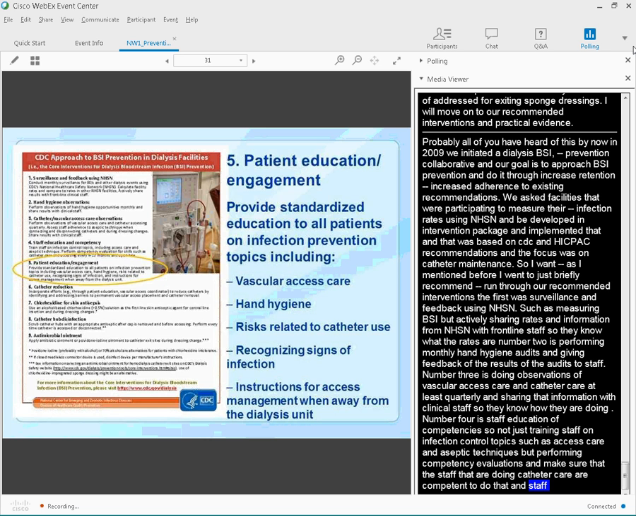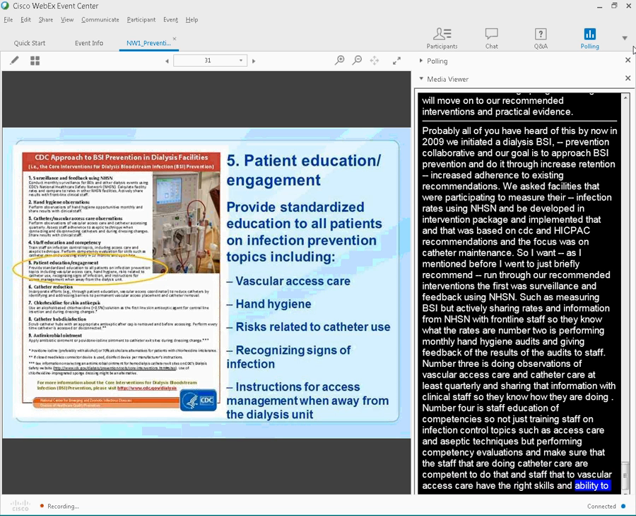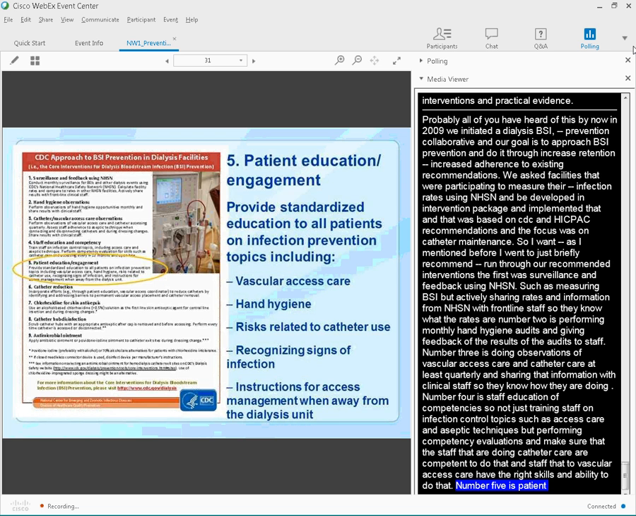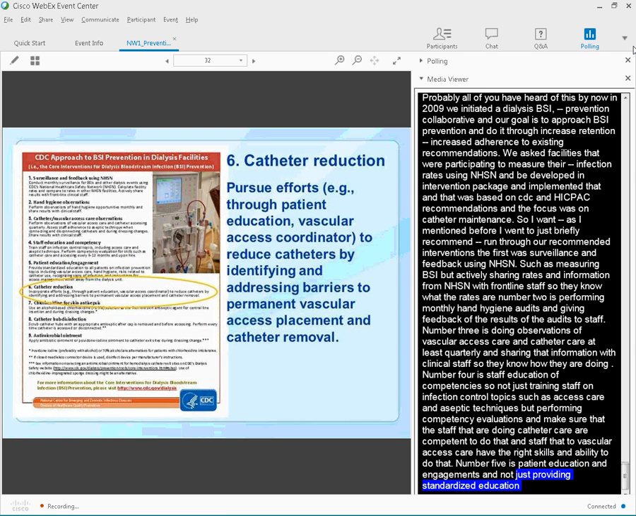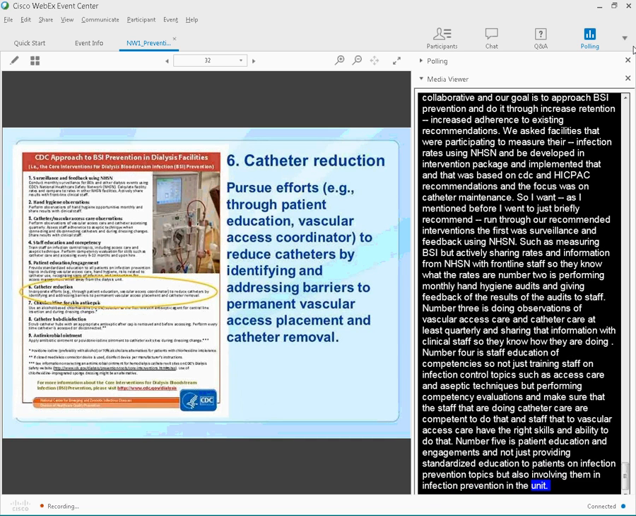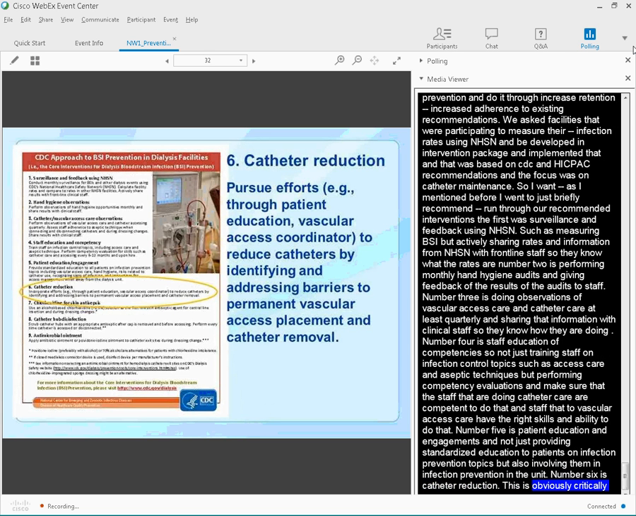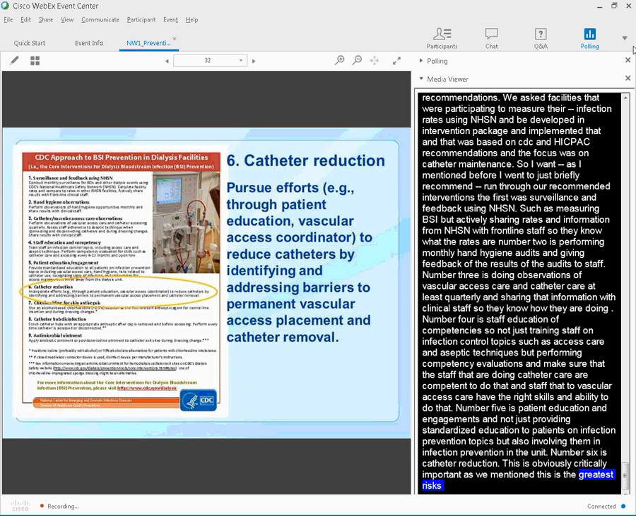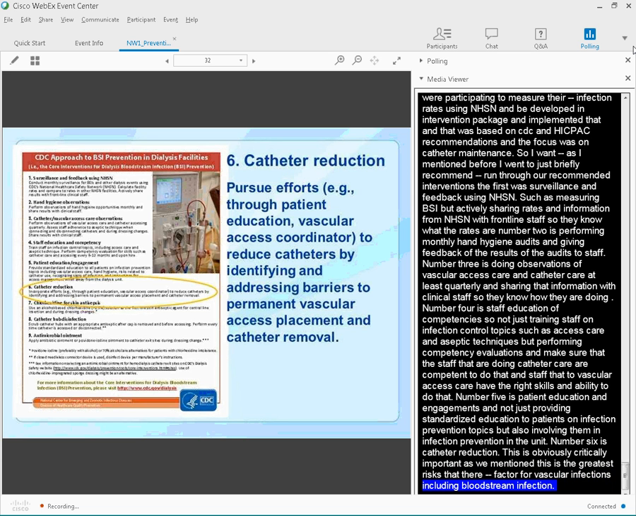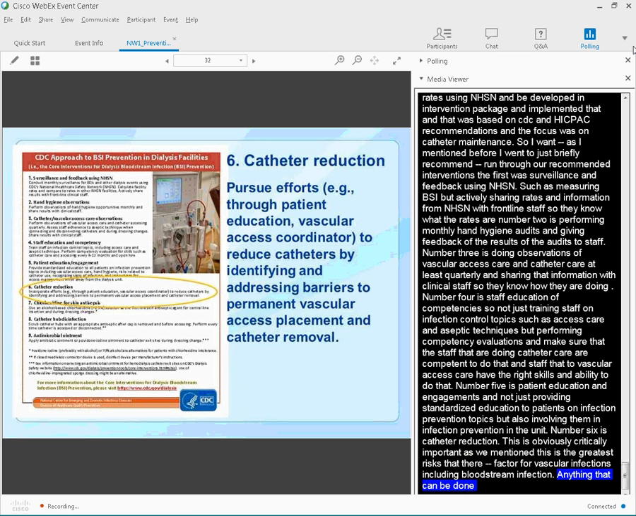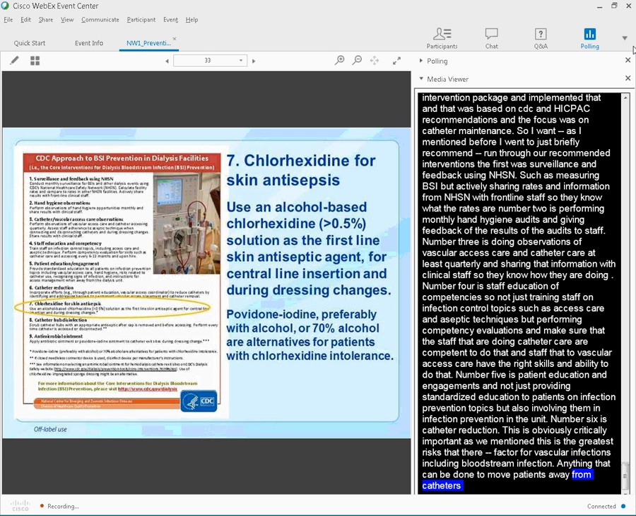Number 5 is patient education and engagement, so not just providing standardized education for patients on infection prevention topics, but also involving them in infection prevention in the unit. Number 6 is catheter reduction, which is obviously critically important. As we mentioned, this is the greatest risk factor for vascular access infections, including bloodstream infections. So anything that can be done to move patients away from catheters and get them on a safer, more permanent vascular access type is well worth the effort.